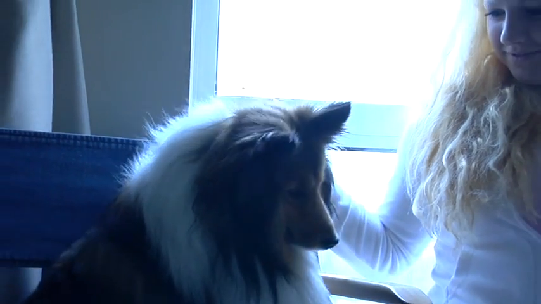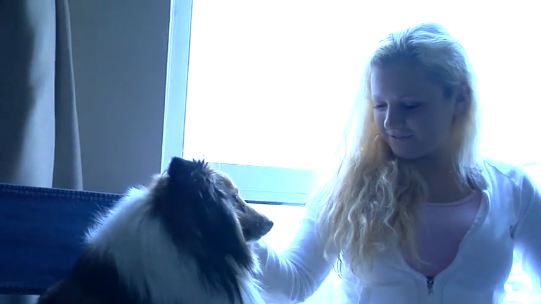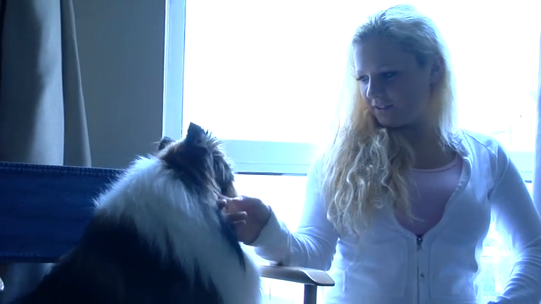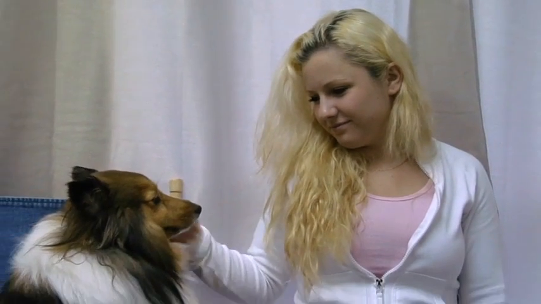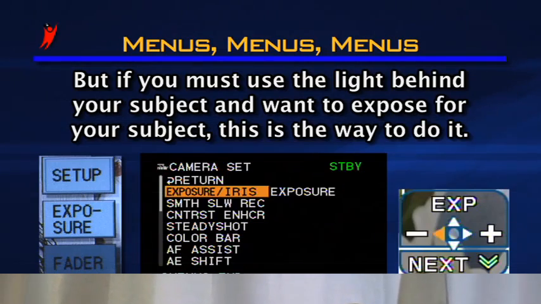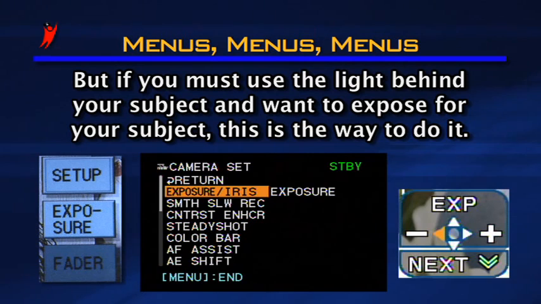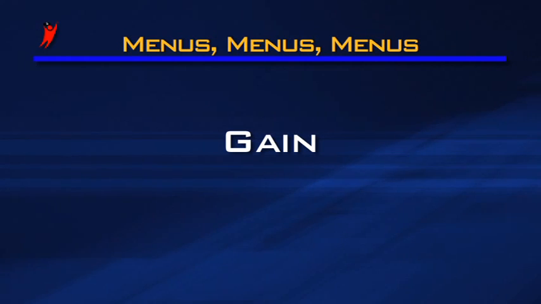You might want to change it though if you're shooting a subject that has a lot of backlight, meaning the light is behind your subject, which might appear dark as it does in this scene. In most cases though, we're going to recommend leaving the camera in auto exposure, and then reposition the camera or the subject to have the light and the camera pointing at your subject. It'll give you a more pleasing image. But if you must use the light behind your subject and want to expose for your subject, this is the way to do it.